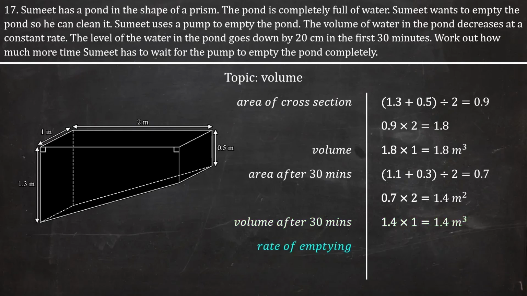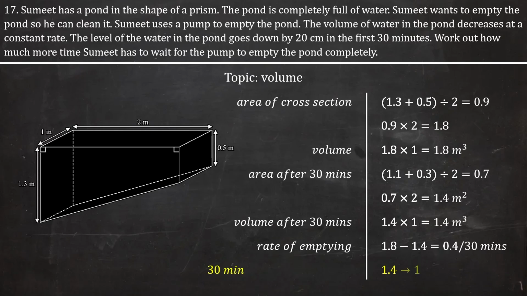And now the rate of emptying, so the thing is emptying at 1.8 minus 1.4, which is 0.4 every 30 minutes. So if we need to find out how long it is going to take to empty, there are a couple of ways of doing that, but I'm just going to go one by one. So we're starting now at 1.4.